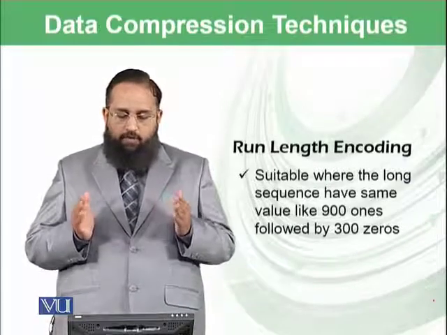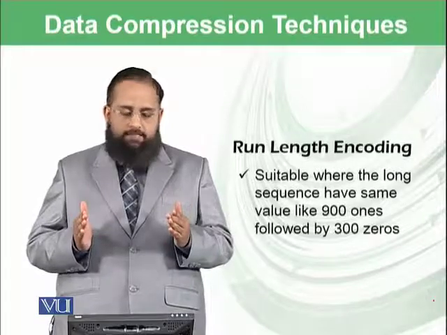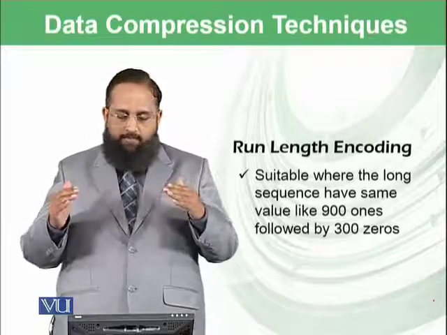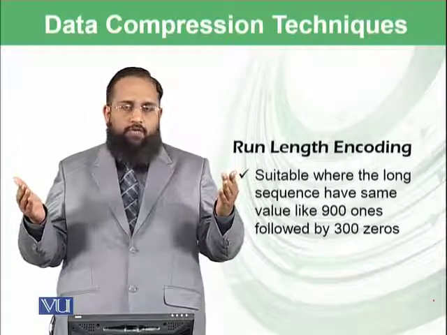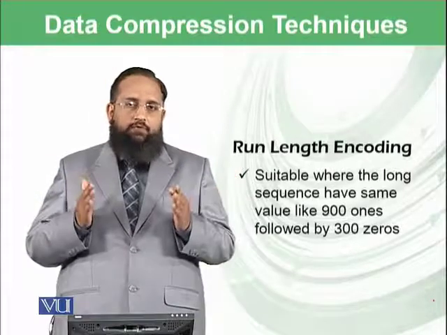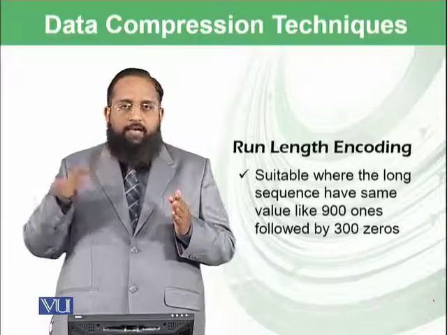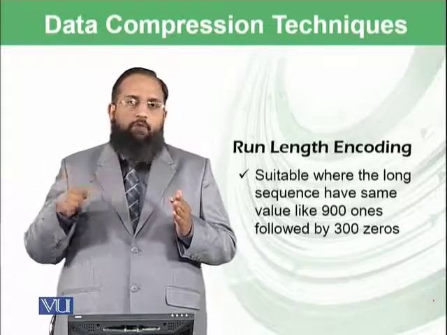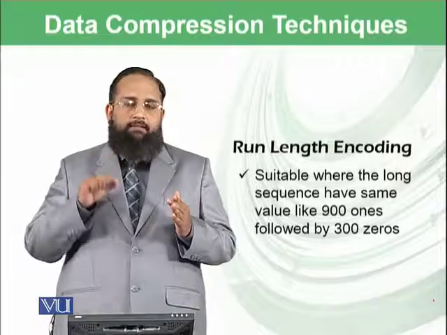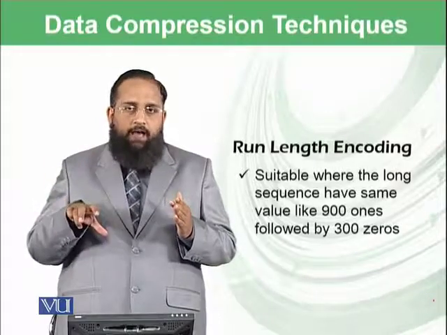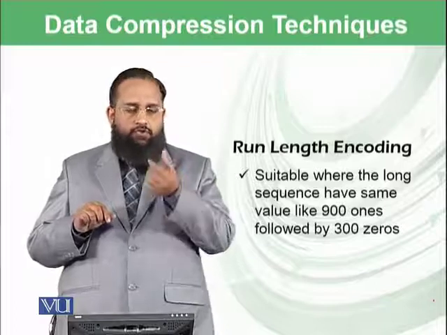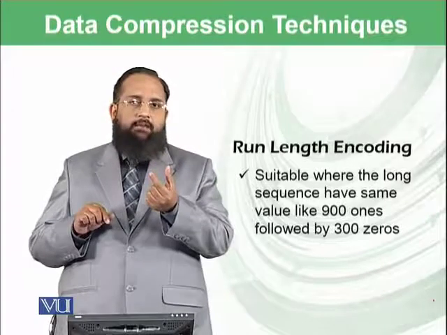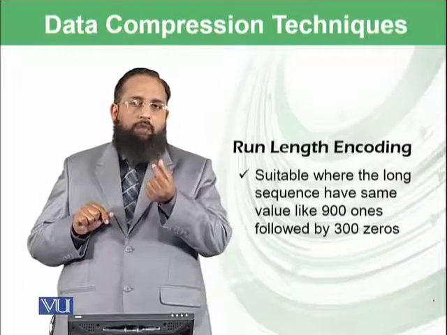Then there is another kind of technique known as run length encoding. This is suitable where long sequences have the same values, like 900 ones followed by 300 zeros. Instead of storing 900 ones and then 300 zeros, we can just say that this data has 900 ones and 300 zeros. Such information can be stored within a very small amount of space.